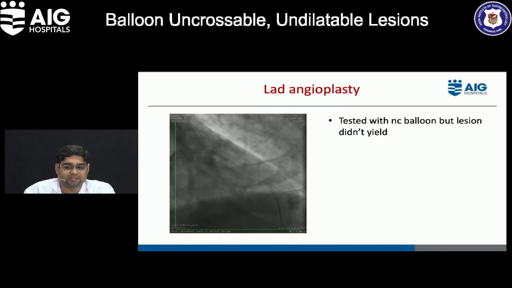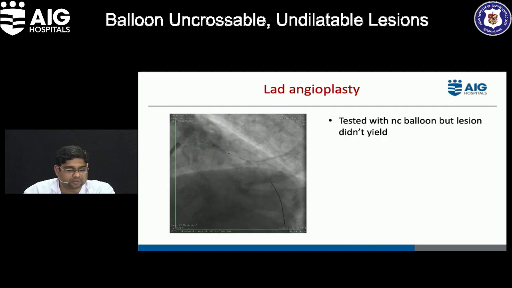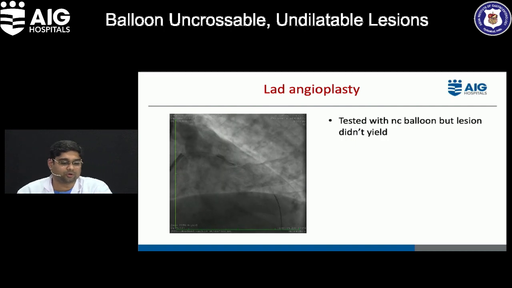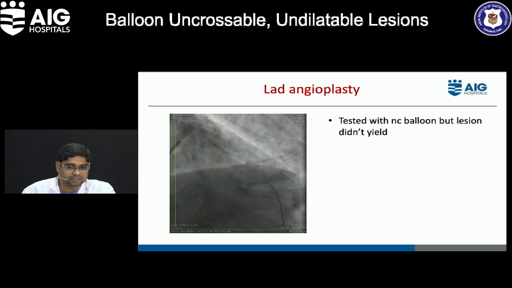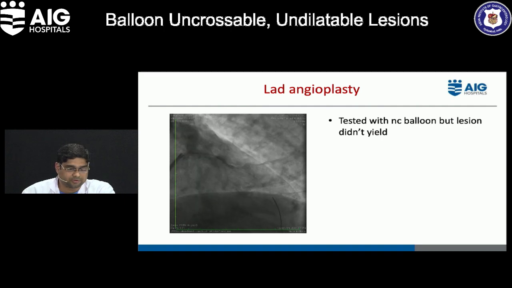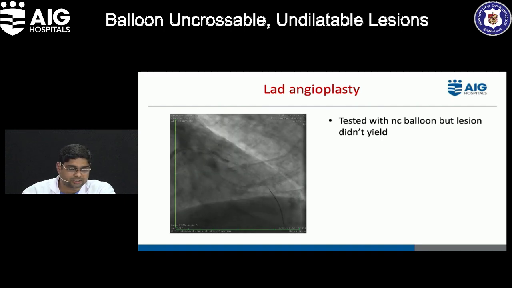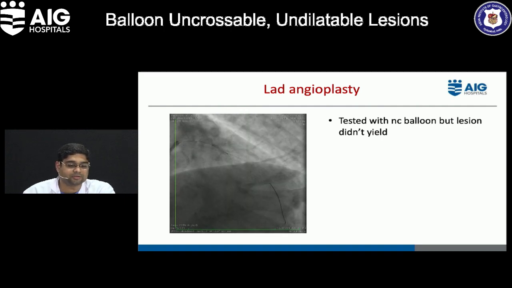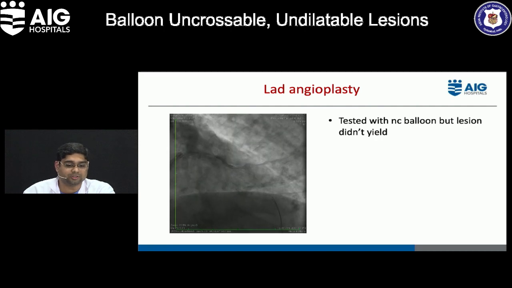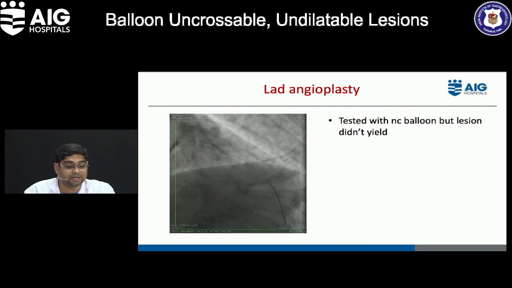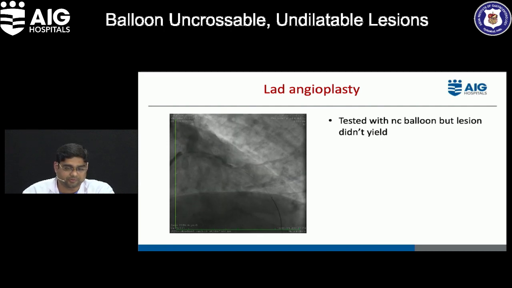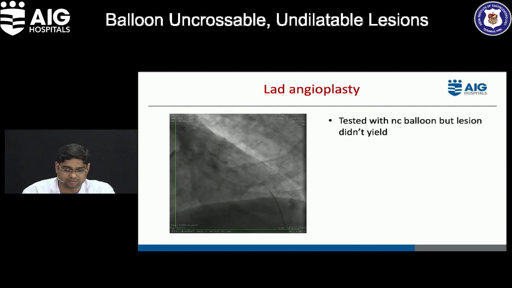So we tested with an NC balloon, but the lesion did not yield. There are two things which rotablation does. One is it chips off the superficial calcium. Second, it alters the compliance of the vessel because it causes micro dissections, and once the calcium is gone the compliance of the vessel wall is altered. So the balloon which could not yield the vessel before rotablation might yield the vessel after that. That's why we tested with an NC balloon, but the lesion still didn't yield.